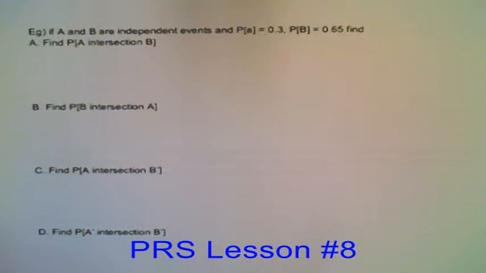If it wants P of B intersection A, the probability of B intersection A, it's going to be the probability of B times the probability of A, which is 0.65 because they're independent, times 0.3, which is the same thing.